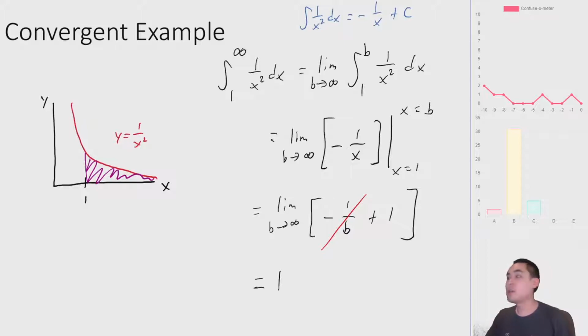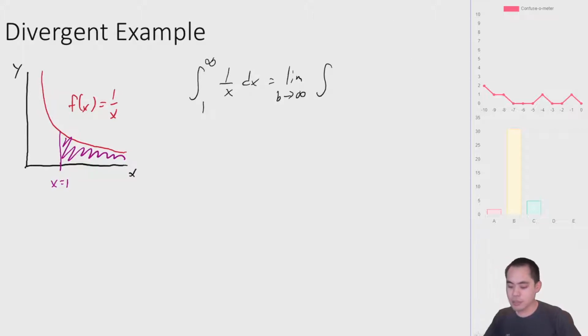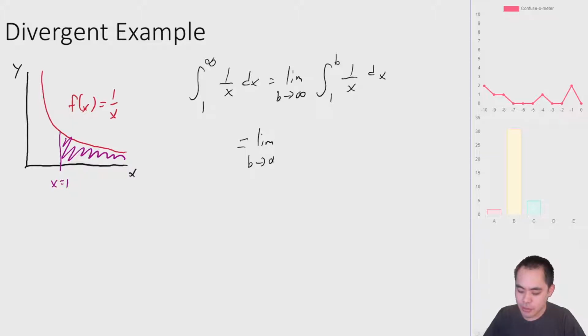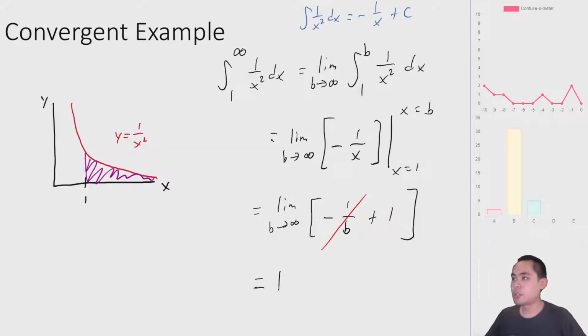Okay, let me move on to this next example. So this is a divergent example, and we'll see what happens when we take the integral. So this is the integral from 1 to b of 1 over x dx. So that's equal to the limit as b goes to infinity of, why isn't it minus 1? Okay, we have a question. Let me go back to the previous one. So why isn't it minus 1?